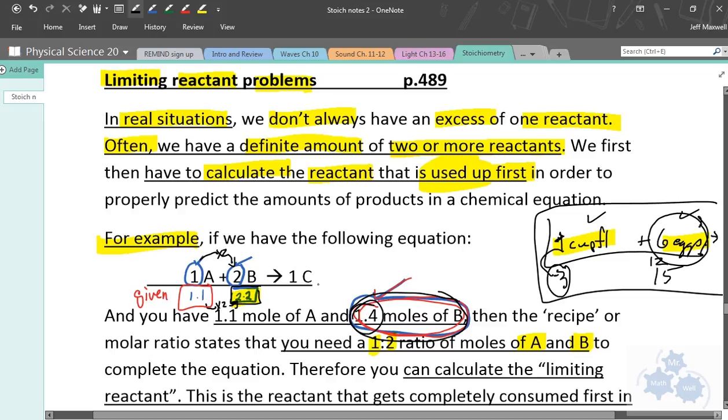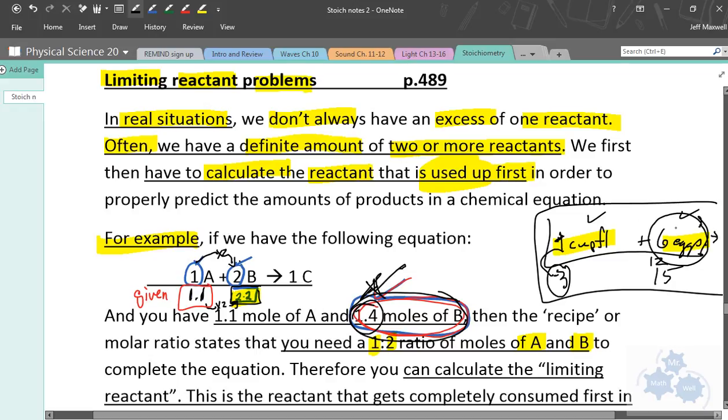Okay, yes, it's times by 2, but we're not multiplying this one by 2. So let's go back just one more step. If I'm given 1.1 moles of A, because this is a 1 to 2 ratio, that means that I need 2.2 moles of B to react with all of this.